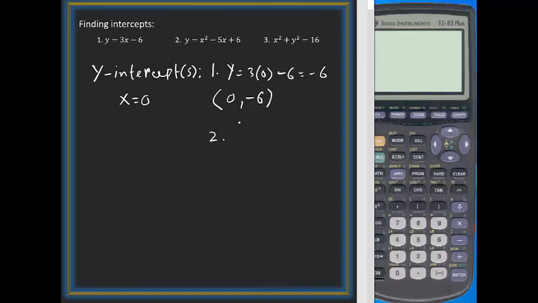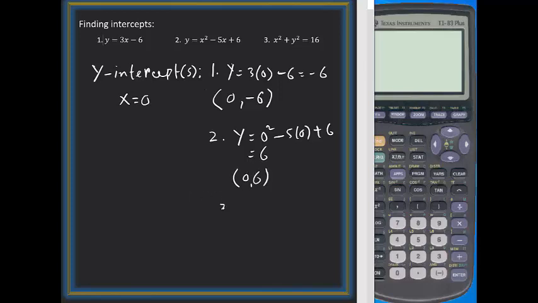Now for the second one, we have y equals x squared minus 5x plus 6. Replace x by 0, and you get 0 squared minus 5 times 0 plus 6. So you get y equals 6. As a point, it will be (0, 6).